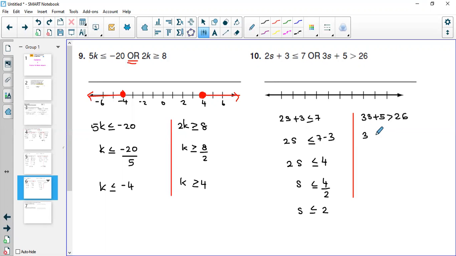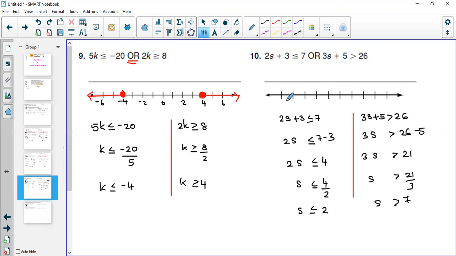So let's continue with this. This is going to be 3s is greater than 26 minus 5. So 3s is going to be greater than 21. S is greater than 21 divided by 3. S is greater than 7. Right. So let's graph this.